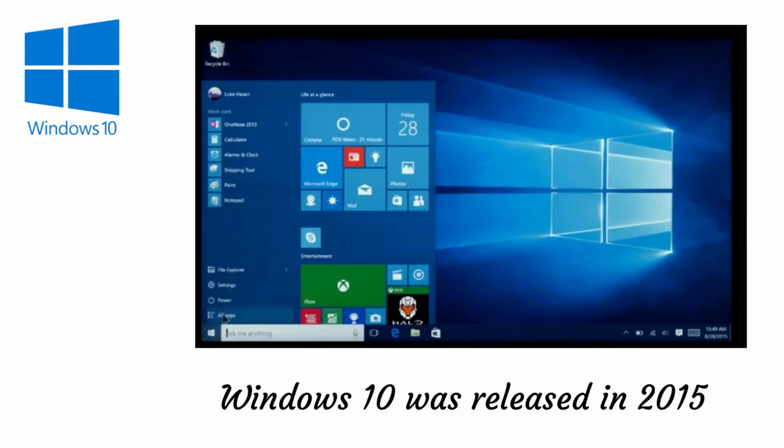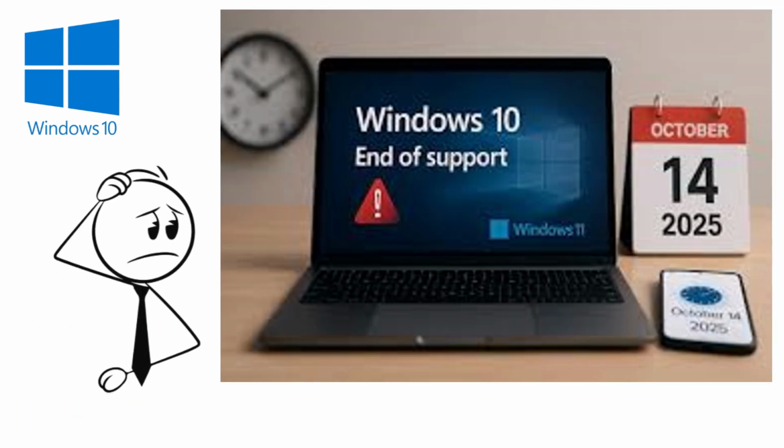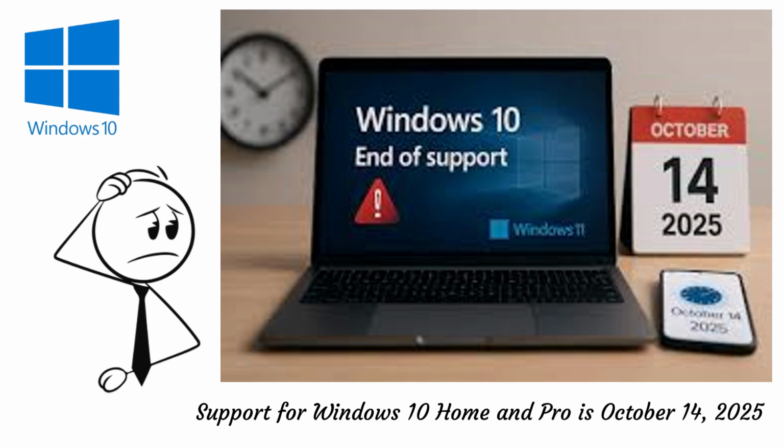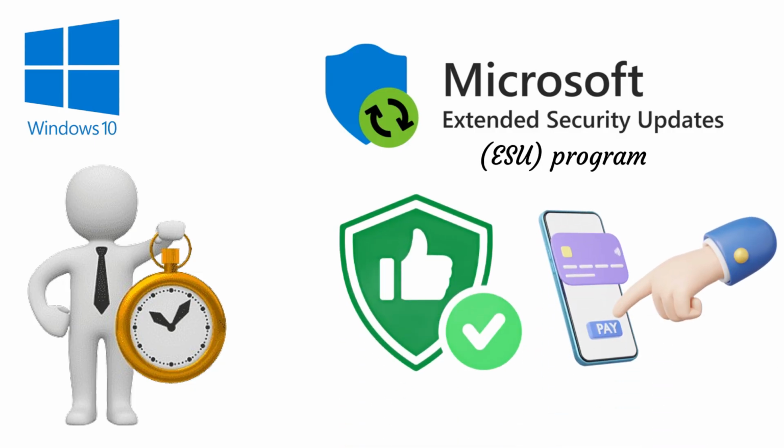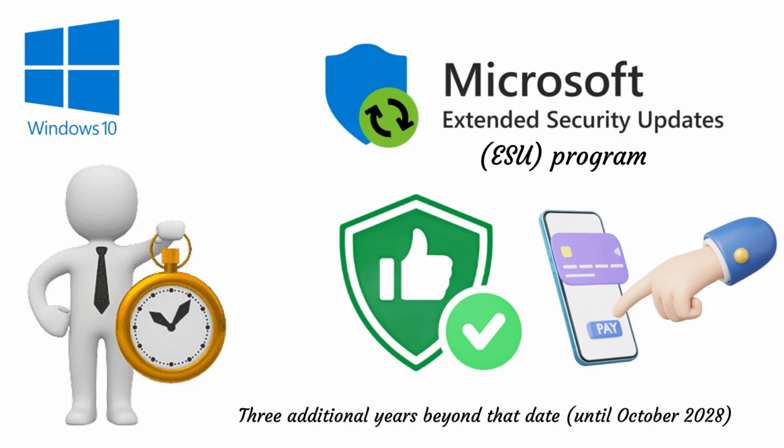Windows 10. Windows 10 was released in 2015, and Microsoft initially said it would be the final version of Windows that would just keep getting continuous updates. But in reality, Microsoft's official date for the end of support for Windows 10, Home and Pro, is October 14th, 2025. However, for those who need more time, Microsoft has recently announced an extended security update, ESU program, which will allow users to pay for security updates for up to 3 additional years beyond that date, until October 2028.